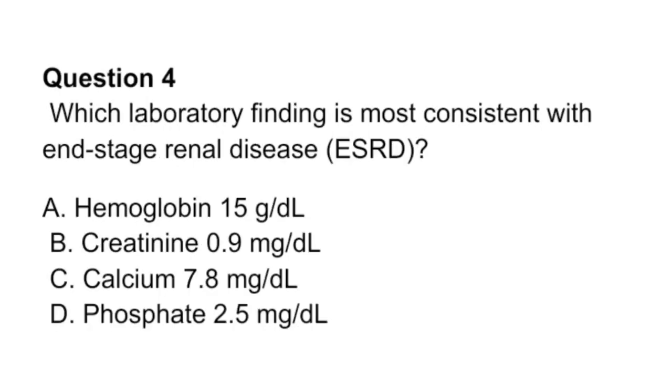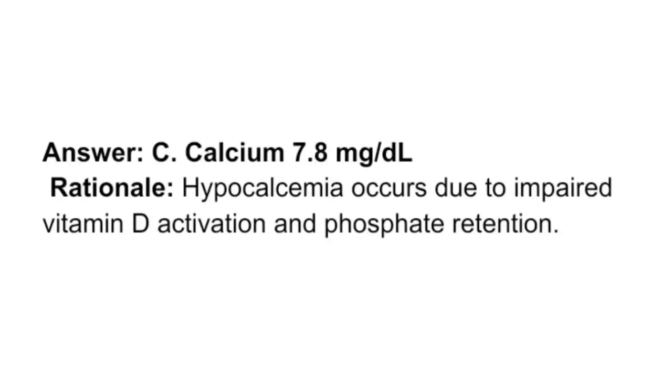Question 4. Which laboratory finding is most consistent with end-stage renal disease, ESRD? A. Hemoglobin 15 grams per deciliter. B. Creatinine 0.9 milligrams per deciliter. C. Calcium 7.8 milligrams per deciliter. D. Phosphate 2.5 milligrams per deciliter. Answer. C. Calcium 7.8 milligrams per deciliter. Rationale. Hypocalcemia occurs due to impaired vitamin D activation and phosphate retention.